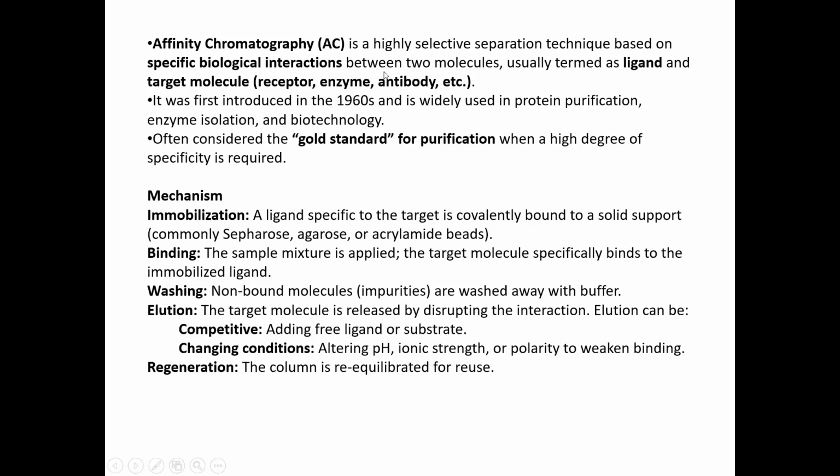So, affinity chromatography is a highly selective separation technique based on specific biological interactions between two molecules, usually termed as ligand and target molecule. So, your target can be anything, it can be a protein, it can be a receptor, it can be an enzyme, antibody, it can be polysaccharide, anything. So, any biomolecule.